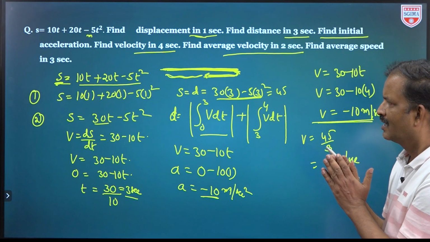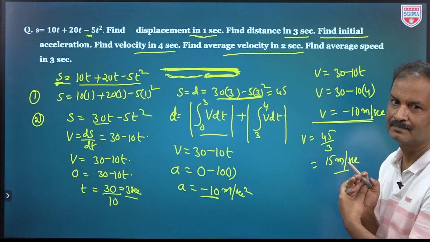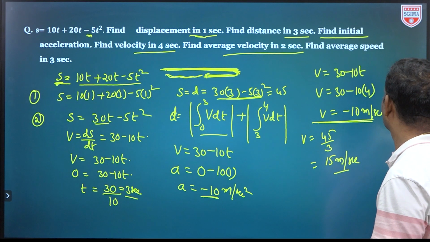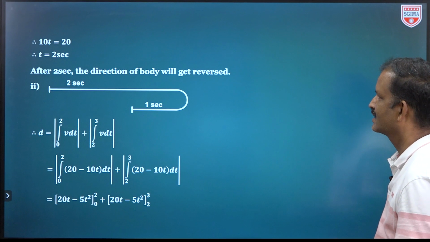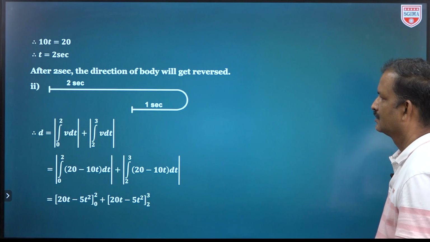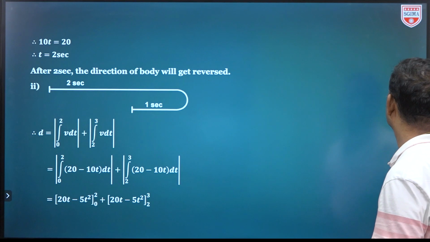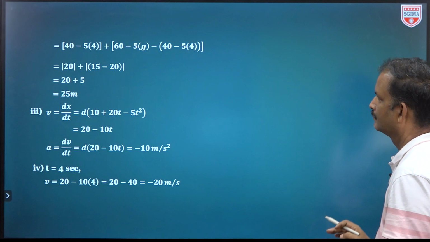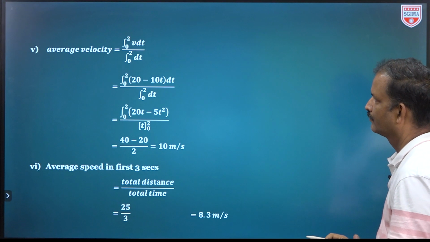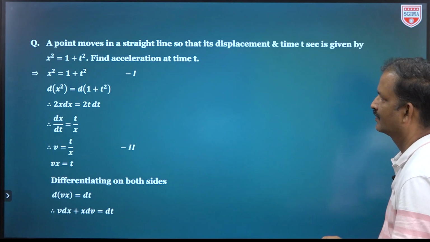So every problem in calculus, all problems are discussed in this problem. Everything I discussed. Average velocity is total displacement divided by time, everything I discussed. Next.